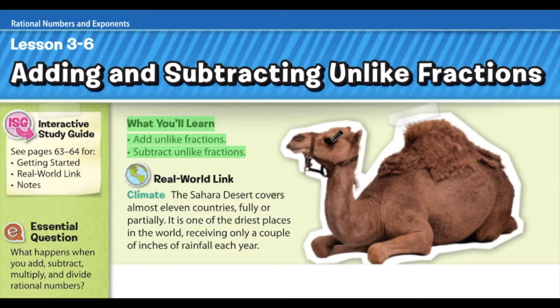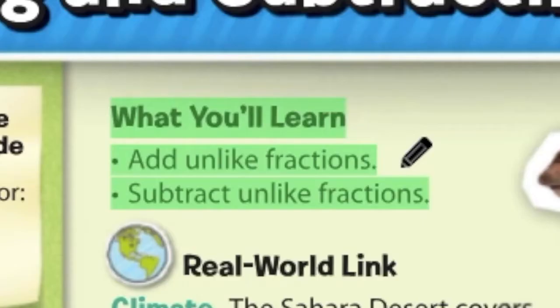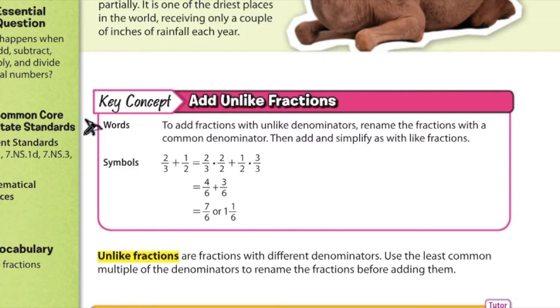In Lesson 3.6, you will be adding and subtracting unlike fractions. You'll add unlike fractions and subtract unlike fractions. Please read the words and the symbols of the key concept in the middle of the page. To add fractions with unlike denominators, rename the fractions with a common denominator. Then add and simplify as with like fractions.